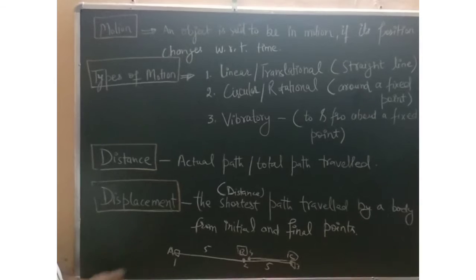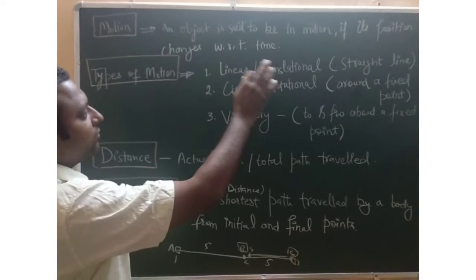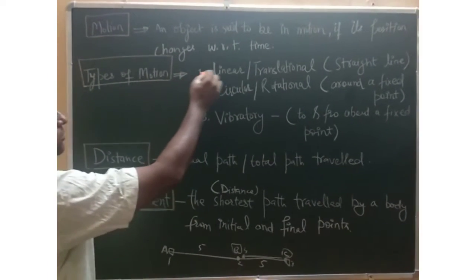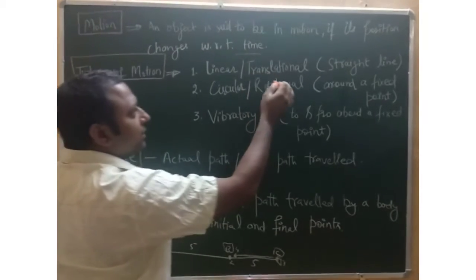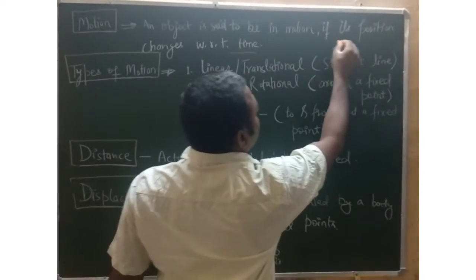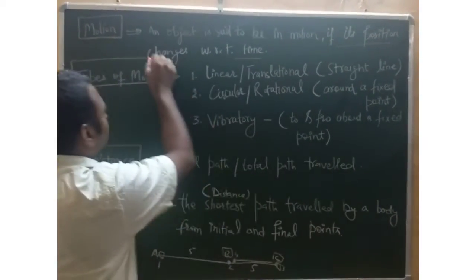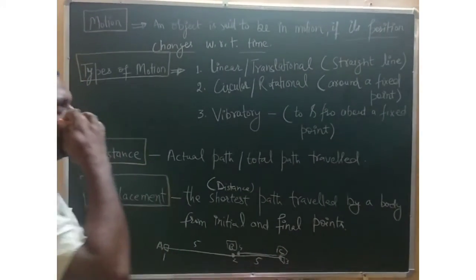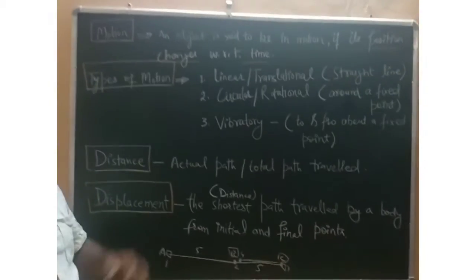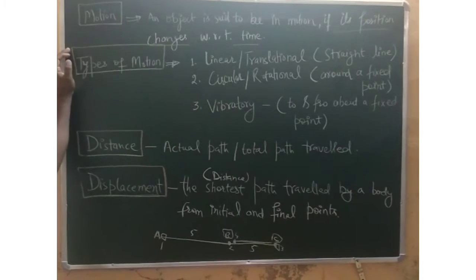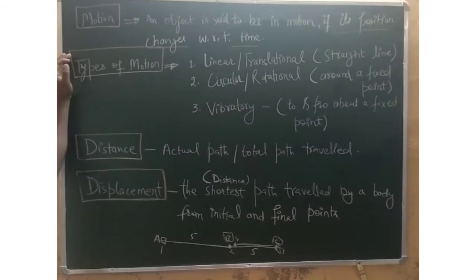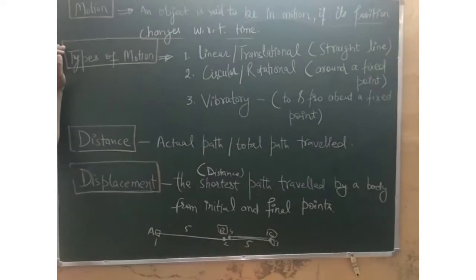An object is said to be in motion if its position changes with respect to time. The important thing is the change in position. When a body changes its position with respect to time, then it is called motion. The process is called motion.